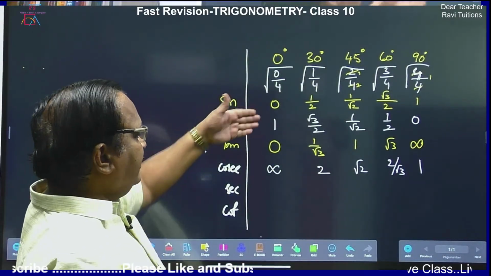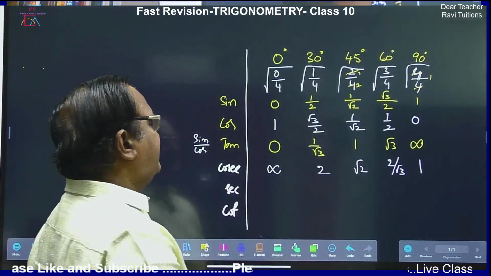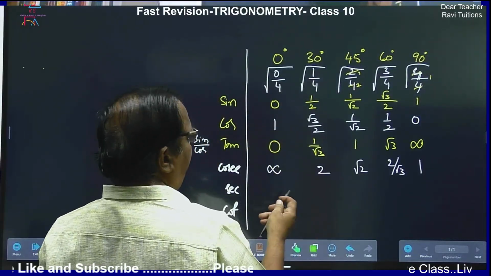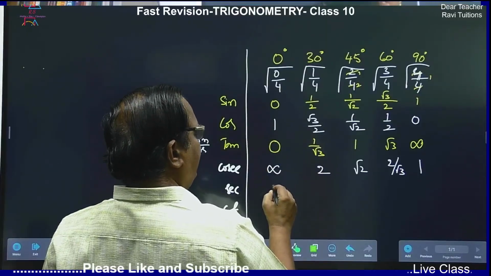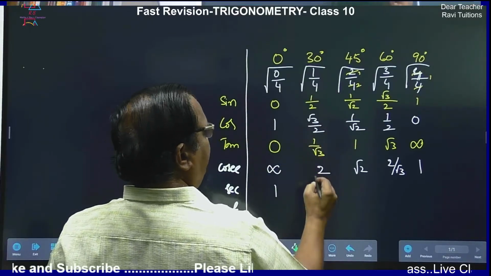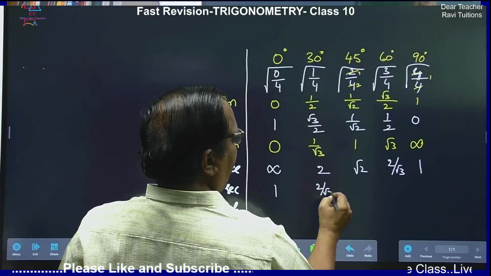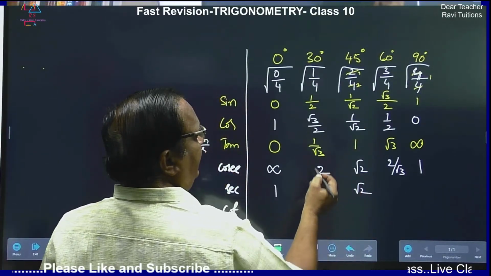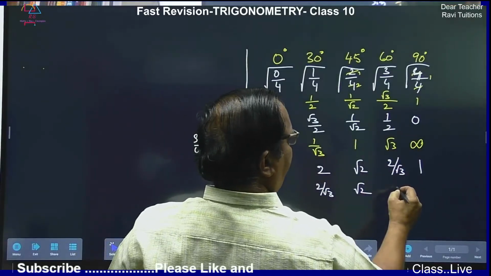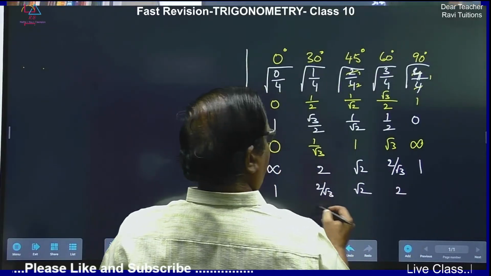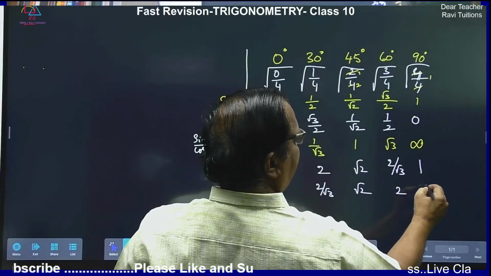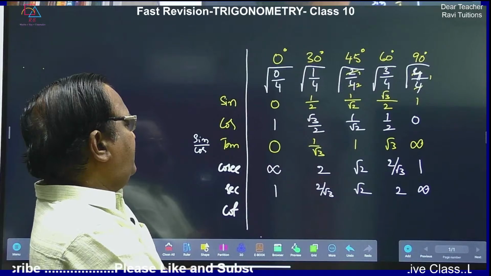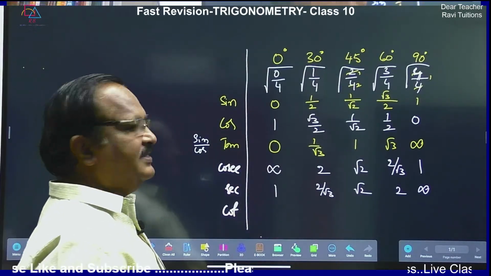You can write cos reciprocal, or you can write it in the reverse order. Both are the same. 1's reciprocal is 1, root 3 by 2's reciprocal is 2 by root 3, 1 by root 2's reciprocal is root 2, 1 by 2's reciprocal is 2, and 0's reciprocal is not defined. So, this is how you will get secant.